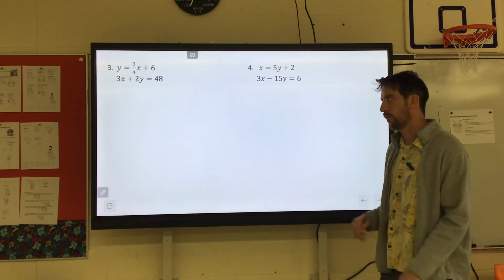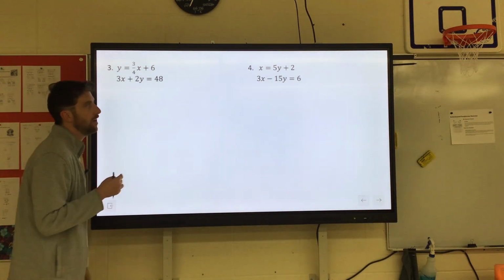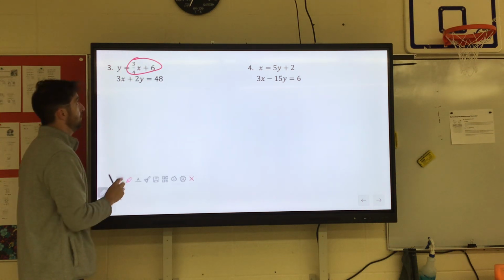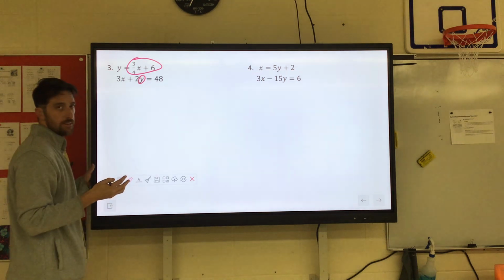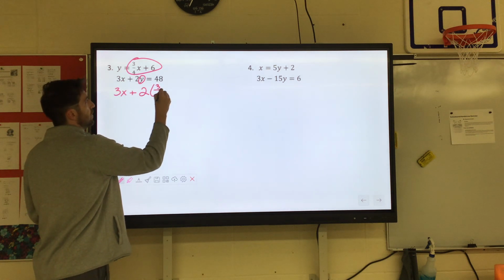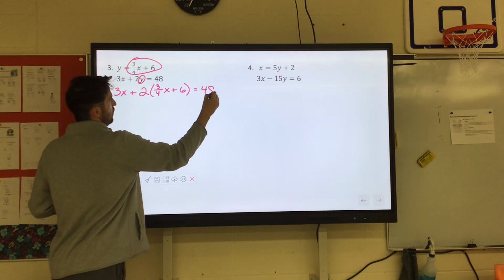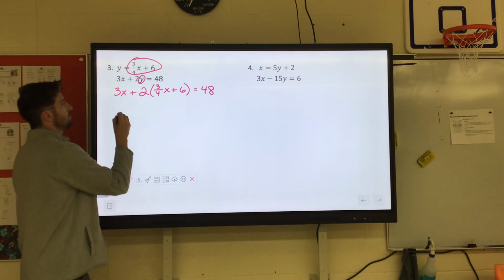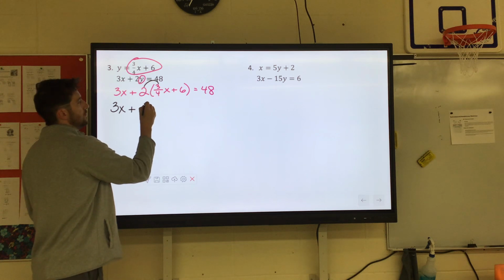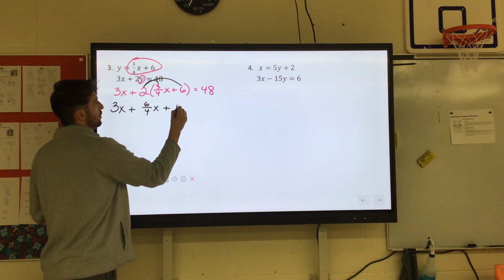So let's try 2 more. Number 3, y equals. Again, we didn't have to even adjust anything. We already have x or y by itself. Sometimes you might need to scooch an equation around a little bit. But this is y, and it's going to go right in there behind that 2. So 3x plus 2 of these equals 48. I'm glad I picked this one. If we distribute that, 2 times 3 is 6, so we'll have 6 over 4x. 2 times 6 is 12.